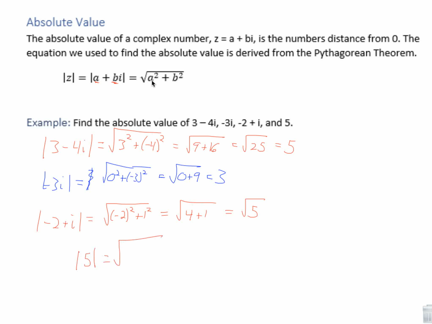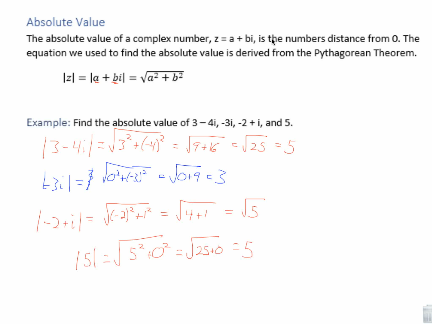Our real part squared, well, that's 5 squared. Plus the imaginary part squared, well, there is no imaginary part, so that's 0. And so we have the square root of 25 plus 0, which is 5, which we already knew the absolute value of 5 was 5. Let's take a look back at the graphs of these.